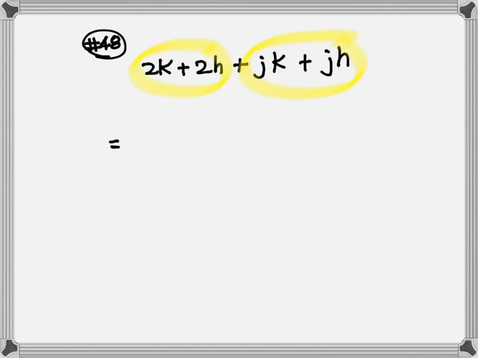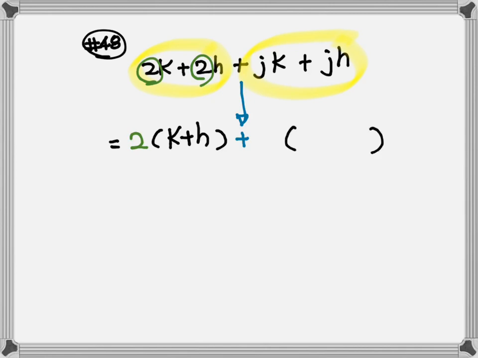For the first 2, you're going to find the common factor. Draw empty parentheses. The common factor for the first 2 is 2. Both have 2, so 2 goes out. Inside the parentheses, I have k plus h. Next, bring down your middle sign, which is plus. Then find the common factor for the last 2, which is j. Both have j, so j goes out. Inside the parentheses, I have k plus h.